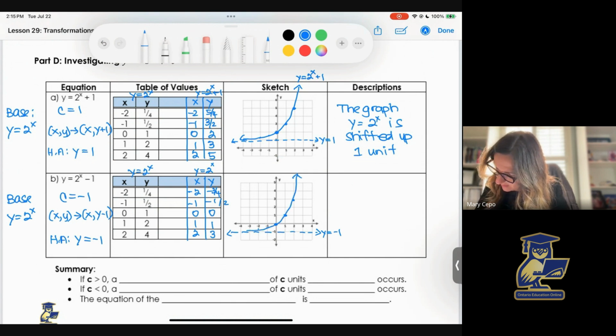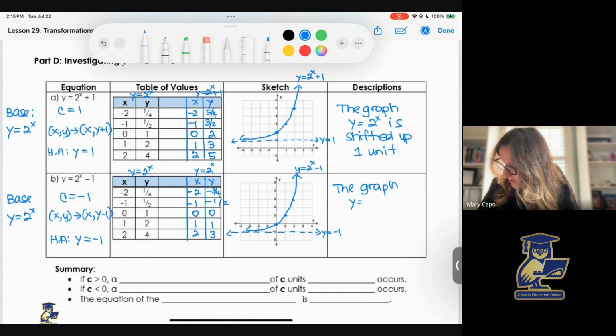There we have it. So y equals 2 to the power of x minus 1. The graph y equals 2 to the power of x is shifted, or vertically translated, down 1 unit.